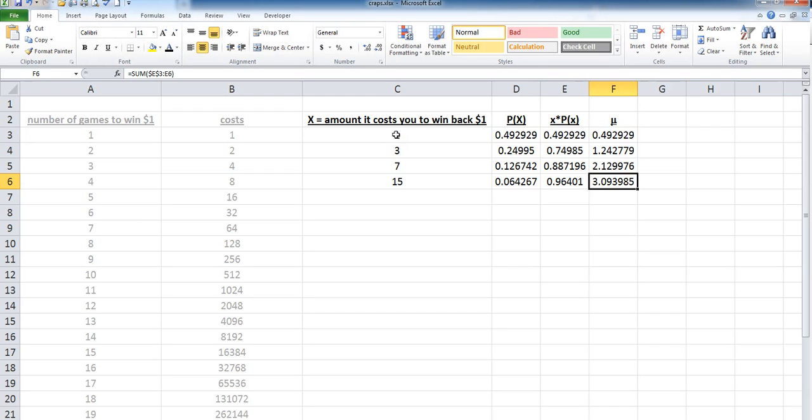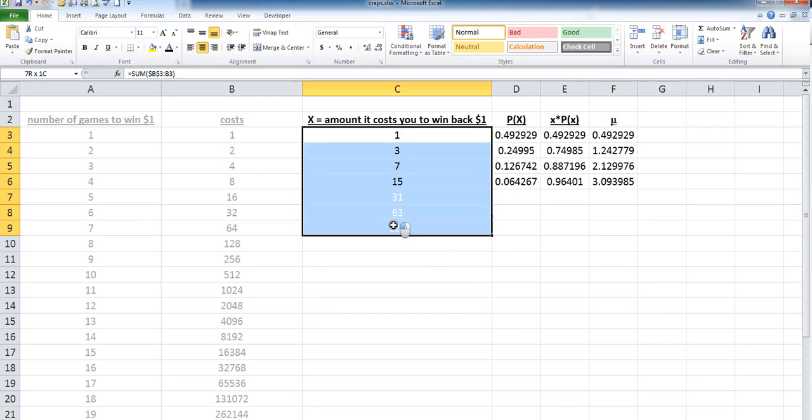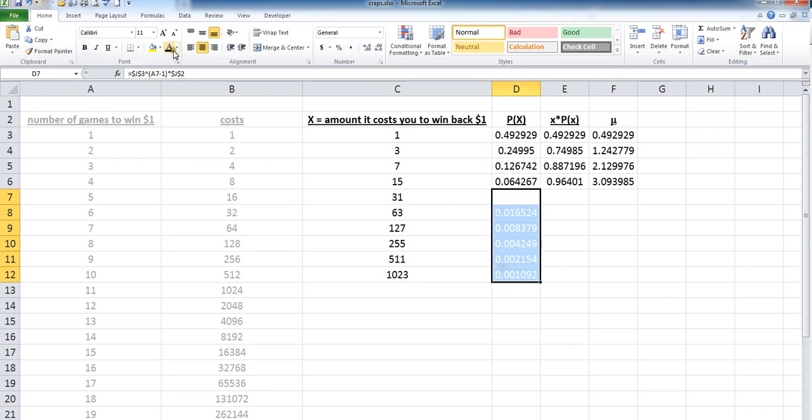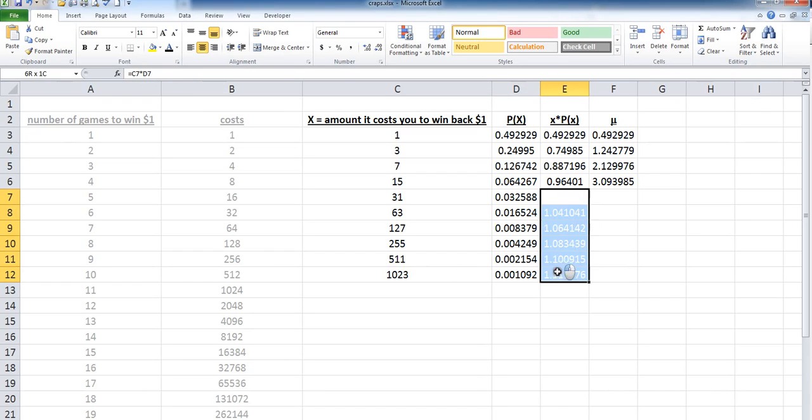The next question is, what's the chance you can do it within 10 rolls? Well, within 10 rolls, this is the distribution here. Let's go ahead and make these black. They're already there. So, of course, it's not going to happen but 1 in 1,000 times that it's going to take you 10 rolls to get your $1 back. But that does happen on average and must be accounted for in the average.